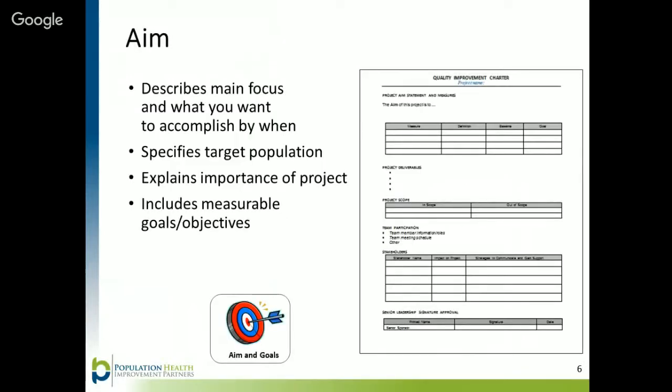The project aim section answers the question, what are we trying to improve? And helps establish a clear vision for the project. It defines the problem to be addressed, the specific target population, and by when the project will be completed. The aim also explains the importance of the project and articulates the overall goals and objectives of the project, including both outcome and process measures.